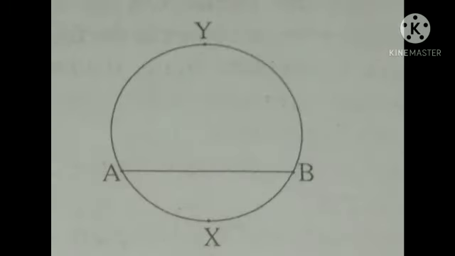Now let's see what are the different types of arc. There are three types of arc: minor arc, major arc and semicircular arc. First we will see what is minor arc and major arc. Here see, chord AB divides your circle into two parts. One part is the smaller one and another part is the bigger one. The smaller part is known as minor arc and the bigger part is known as major arc. So here your minor arc is AXB and the major arc is AYB.